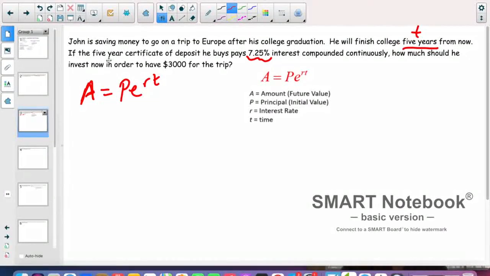It says how much should he invest now in order to have $3,000 for the trip. So they're telling us that the future value they want is $3,000. That's what our A value will be, $3,000. That's how much he wants to have available when he graduates from college. They want to know how much we're supposed to invest, so what we're trying to find here is the P value. We don't know what that is. e is our exponential. Our rate is 7.25% as a decimal, which would be 0.0725.